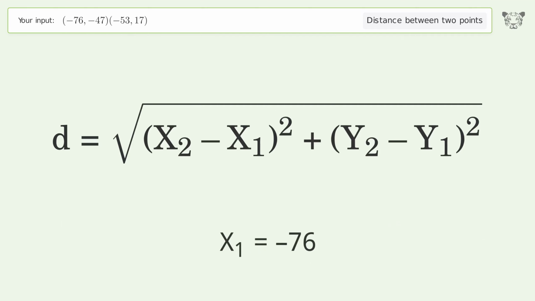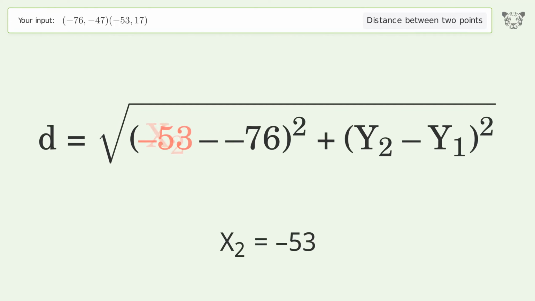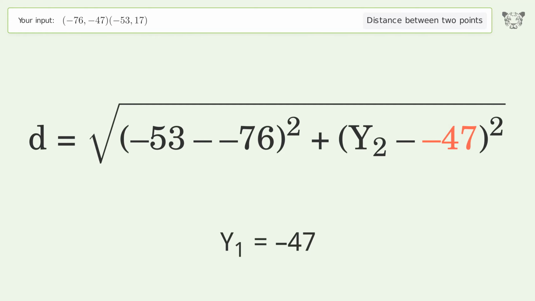x1 equals -76. x2 equals -53. y1 equals -47. y2 equals 17.